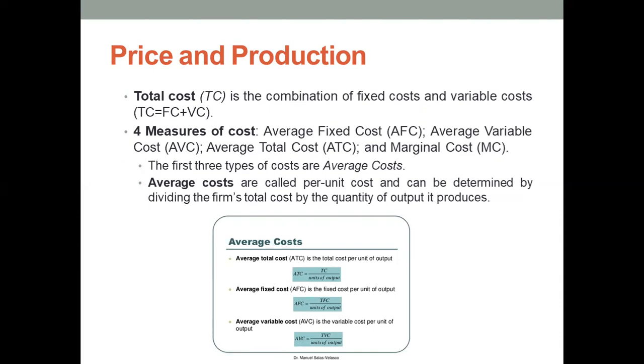Okay? So average costs are called per unit cost and can be determined by dividing the firm's total cost by the quantity of output it produces. Per unit siya nga man. Kaya ang ginalantaw niya, sa isa ka unit, pila ang fixed cost nila. Sa isa ka unit, pila ang variable cost nila. Isa ka unit, pila ang total cost nila. So the formula there, average total cost is the total cost divided by number of units. Average fixed cost is total fixed cost divided by number of units. Total variable cost divided by number of units. So paano mo siya ma-solve?